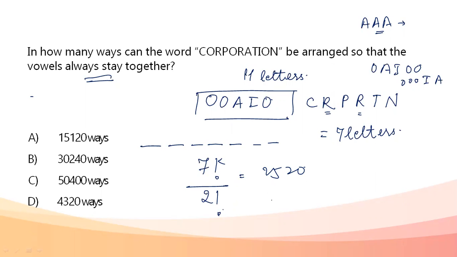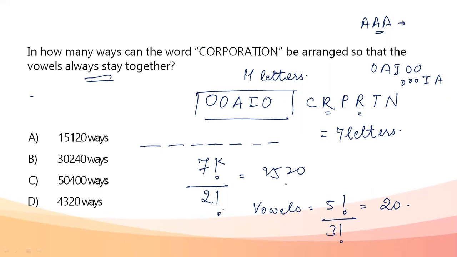Now, number of ways in which vowels are going to be arranged becomes 5 factorial, because those are 5 vowels, out of which I have 3 repetitions. So this becomes 5 factorial divided by 3 factorial. When I do this, this becomes 120 divided by 6, that is 20 ways. So in these 20 ways, the vowels can be arranged.